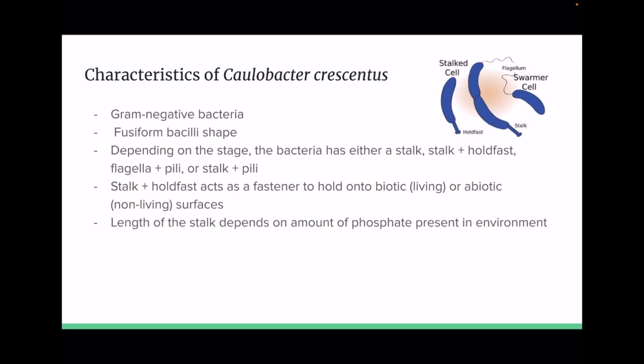Stalk and holdfast act as a fastener to hold onto biotic or abiotic surfaces. The length of the stalk depends on the amount of phosphate present in the environment. If there is not enough phosphate present, then the stalk will lengthen to increase phosphate intake. When there is a lack of phosphate, the stalk can appear to be as long as 30 plus nanometers in length. When there is sufficient phosphate in the environment, the stalk grows to be only about 1 to 2 nanometers.